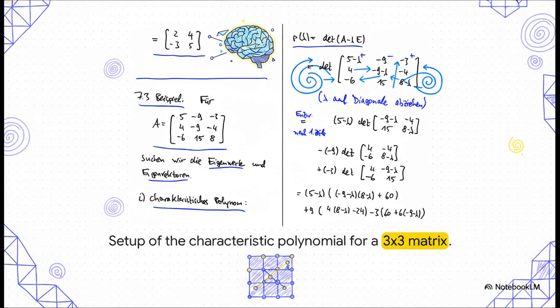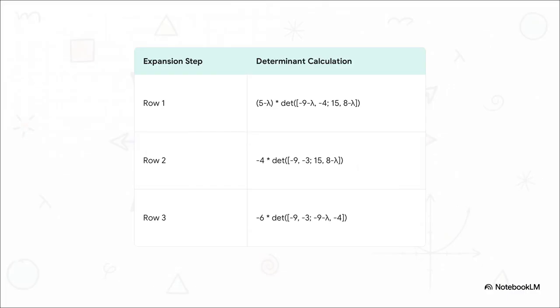So your immediate goal on the exam is to expand this determinant. To compute it, we're going to expand straight down the first column. We multiply the entry from row 1 by its corresponding 2x2 determinant. Then we do the exact same for the entry from row 2 and then row 3.